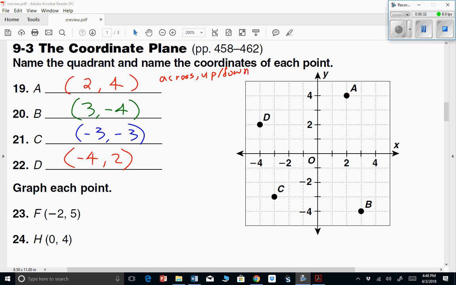The first point is F, which is -2, 5. Start at the origin, go across to -2, and up to 5. And then put a capital F. Number 24 says H is at 0, so across just to 0, which means stay there, and then up to 4, which would be right here, and you put your capital H there.